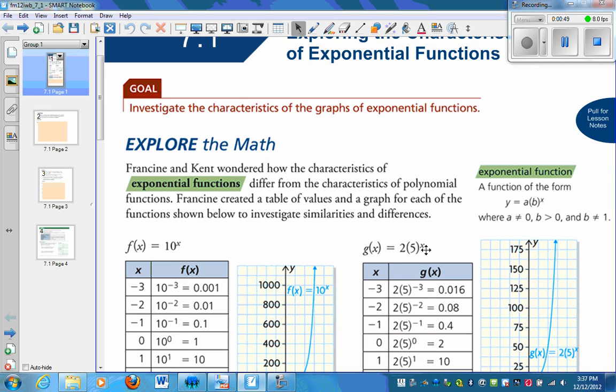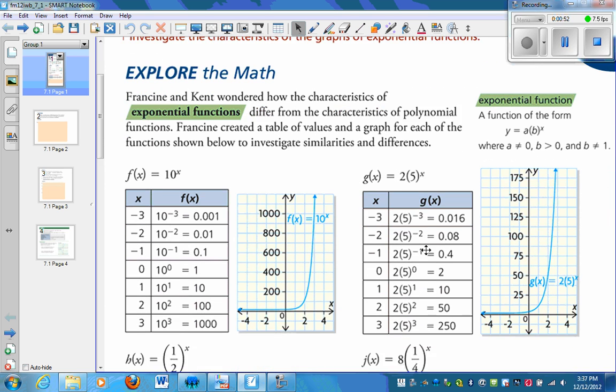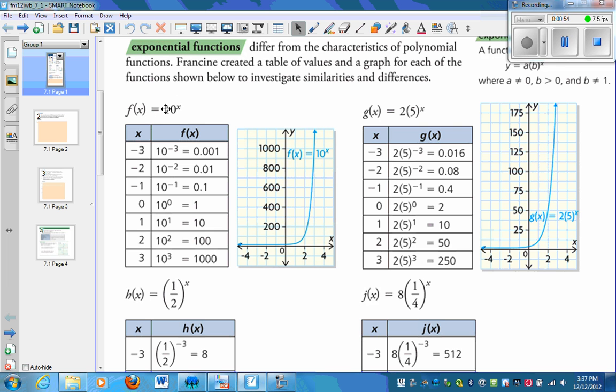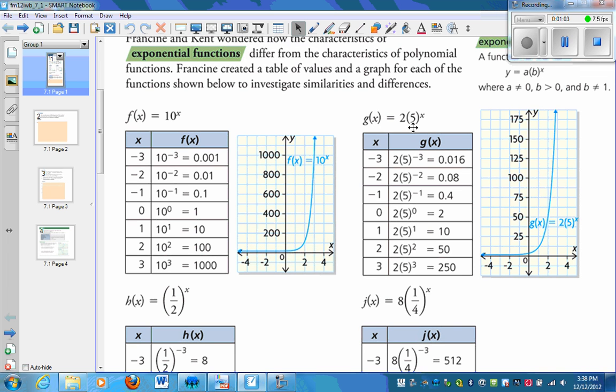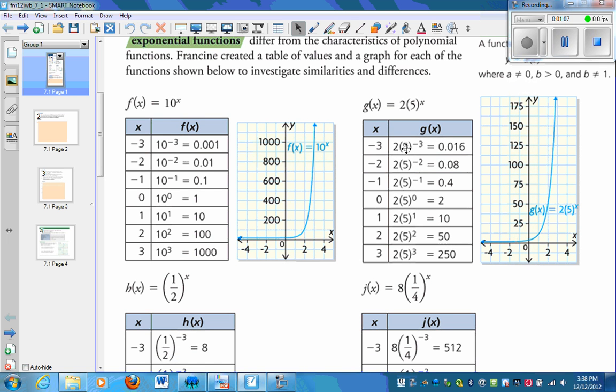Okay? So here's a couple things that Francine and Kent did. Francine looked at f of x equals 10 to the x. She put in different values, she graphed it, and she saw that it looked something like this. 2 times 5 to the power of x is not quite exactly the same, because 5 is raised to the power, and then the whole thing's times by 2. So that one, when x equals 3, only goes to 250.